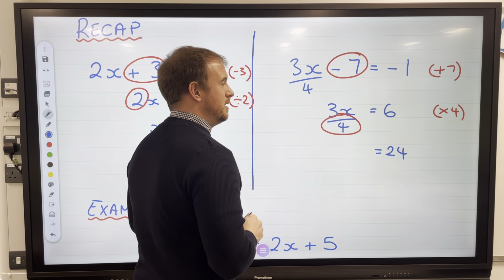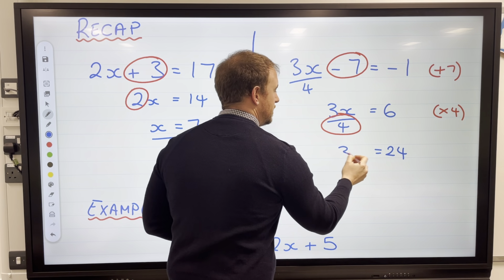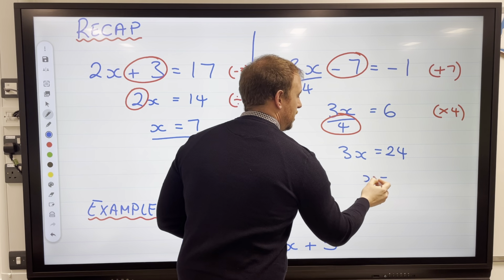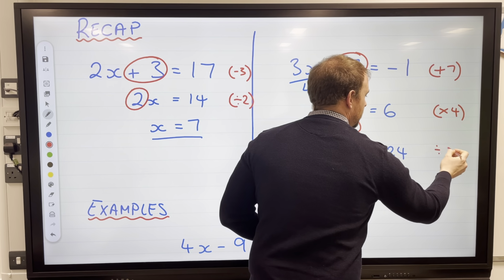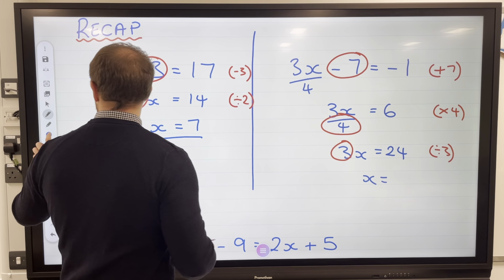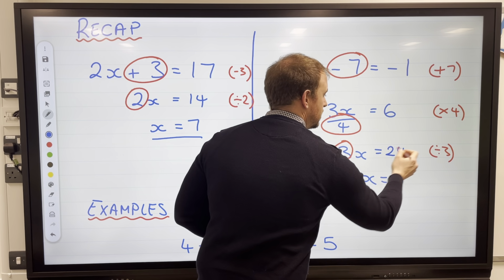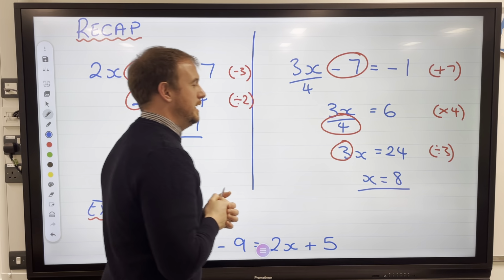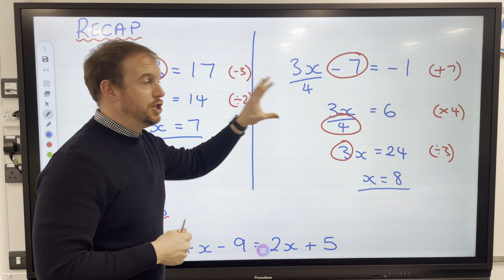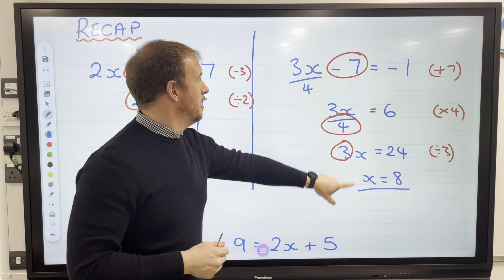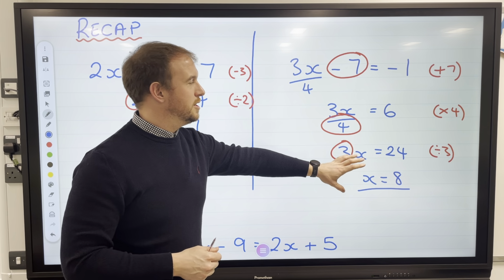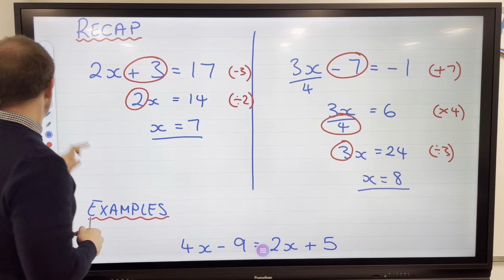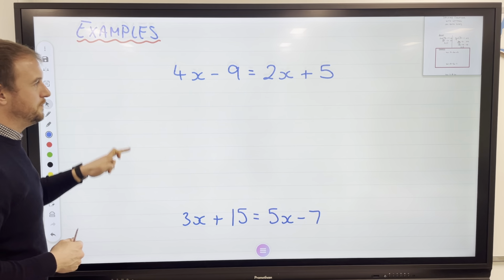If we eliminate divide by 4, 3x is still there. But we want x by itself. Eliminate the 3 by dividing by 3. So then x is 8, because 24 divided by 3 is 8. Right, that's the 2-step. Well, you can see there's 3 steps, that one. But you can see that's the basic sort of style of solving equations. Now let's get on to unknowns on both sides.